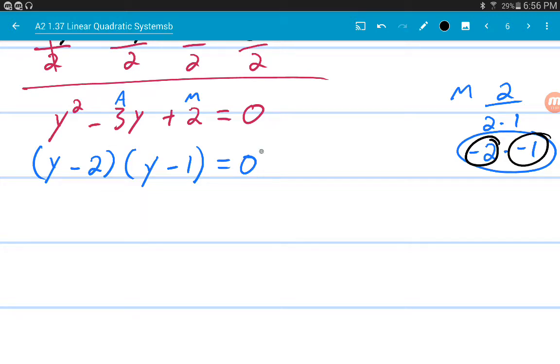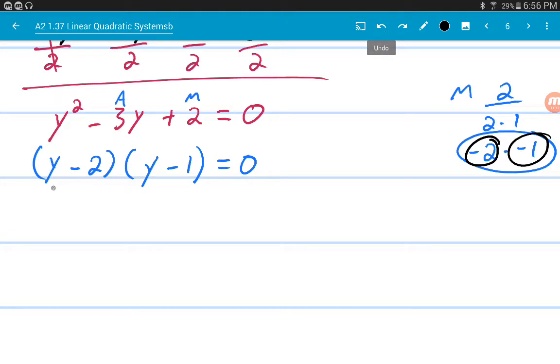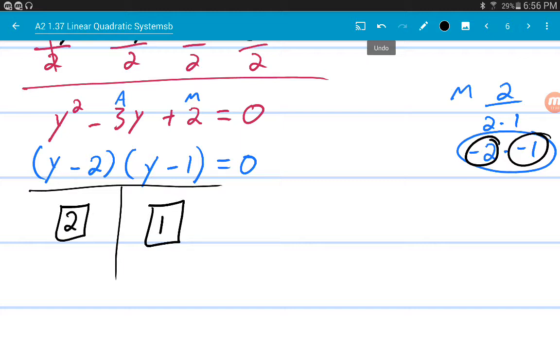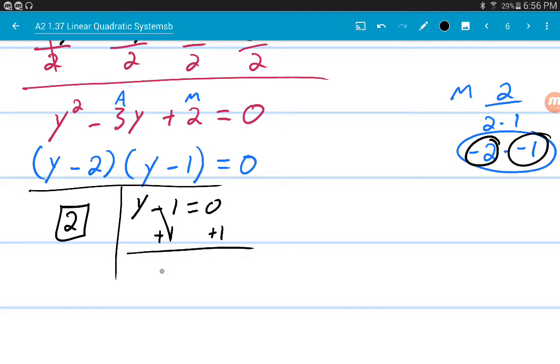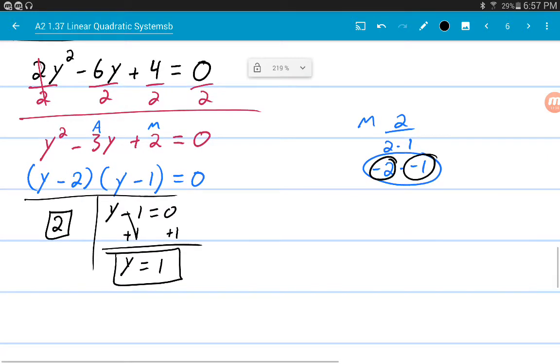But now how do I solve something that looks like this? What I have to do is t-chart it. Y is going to be equal to 2, and y is going to be equal to 1. And if you're not sure why, it's because y minus 1, set it equal to 0. Find y by adding the 1 over. Y equals 1. Okay, so y is equal to 1 and y is equal to 2. That seems really nice and easy.